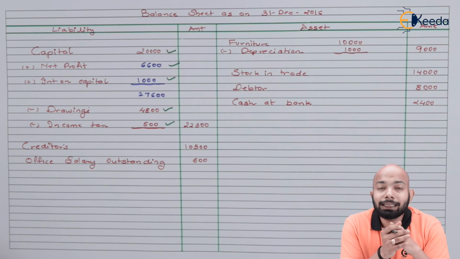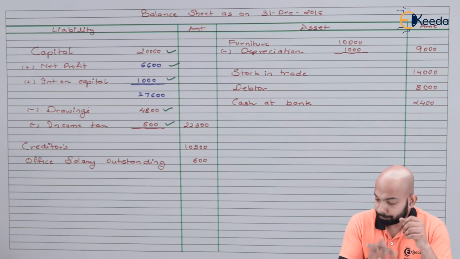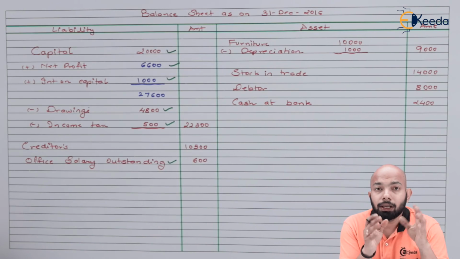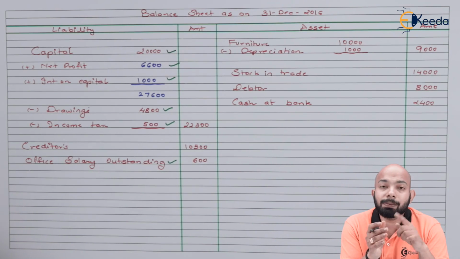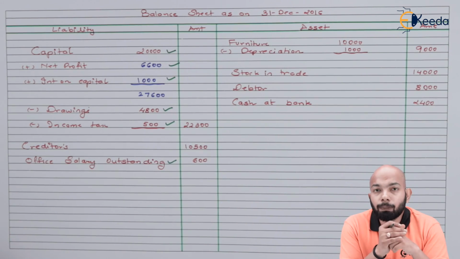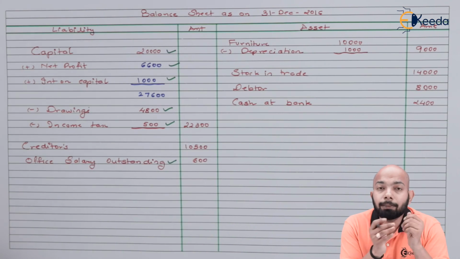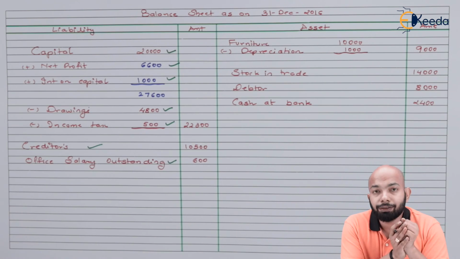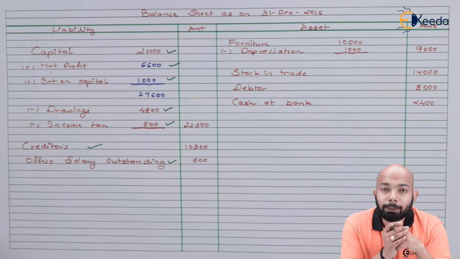Next is the creditors, or rather we can talk about the outstanding office salary, which has been mentioned as 600 rupees. Now this refers to the adjustment that we had mentioned while preparing the profit and loss account. After this comes the creditor balance, which is 10,500. With this we have completed the liability side.